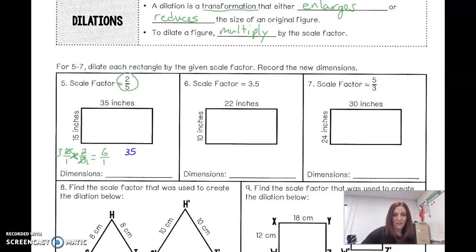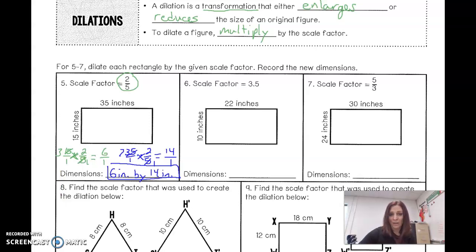Same thing. 35 over 1 times 2/5. Cross reduce. 5 goes into itself 1 time. 5 goes into 35 7 times. 7 times 2 is 14. We end up with 14 over 1. Well, our dimensions then are 6 inches by 14 inches. So this rectangle got smaller. It was reduced in size, but it's in the same ratio. And that's important. If we're going to make this one 2/5 the size, we've got to make this one 2/5 the size.